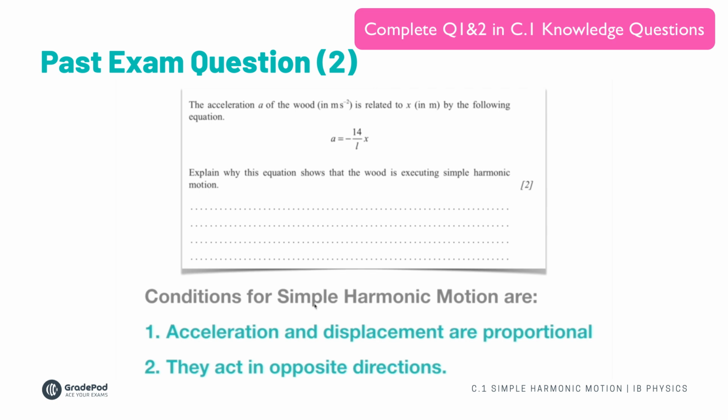So, how do we know that this equation is executing simple harmonic motion? Well, a is proportional to x, acceleration and displacement are proportional, and they are acting in opposite directions. The minus tells us that when this is minus, that's positive, and when this is minus, that's positive. So the minus tells us that they are acting in opposite directions. So these two sentences are key for when explaining when an object is undergoing simple harmonic motion.